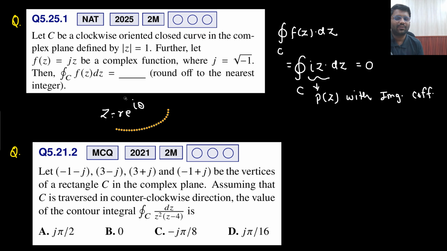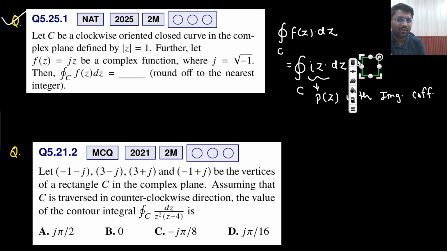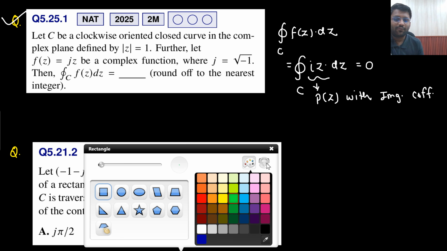But eventually they will get the answer to be 0 only. So you need to have patience in yourself. You need to believe in yourself, that whatever you are solving is correct only. The answer will be 0. So here, without even picking up the pen, you could have told that the answer will come out to be 0 if you have the confidence.